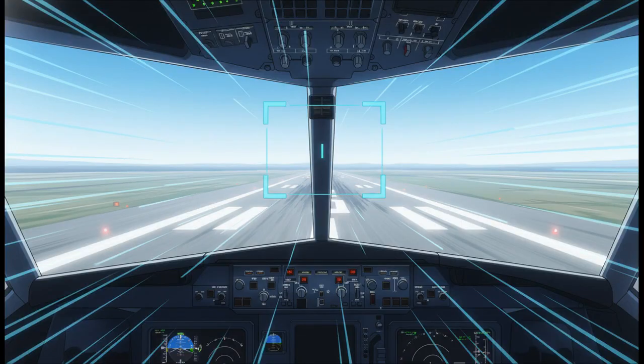The DGCA syllabus explicitly breaks down the visual tasks of an approach into 3 critical stages. 1, the initial judgment of your glide slope. 2, the maintenance of that glide slope using visual angles and texture flow. And 3, making ground proximity judgments based on cues like speed, size, and runway width.